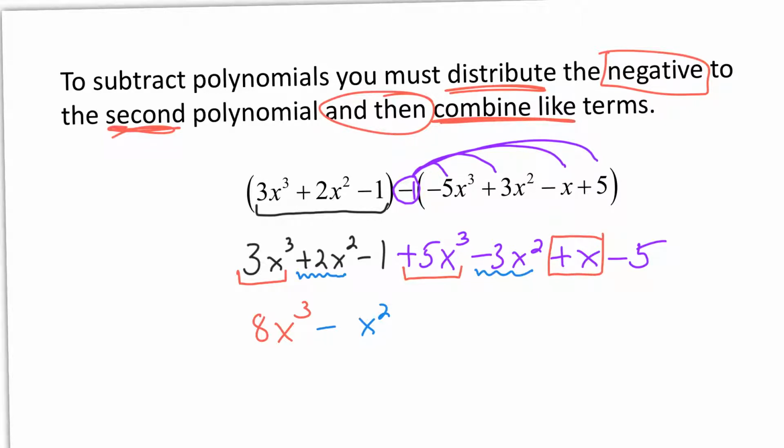Notice that I don't have another x. So what that means is I'm just going to bring that one down because I'm not going to combine any other term with the x. So plus x. And the last one, guys, let me use a bubble. So we have the constants, negative 1 minus a 5. So look at those bubbles. Negative 1 minus 5 is negative 6.